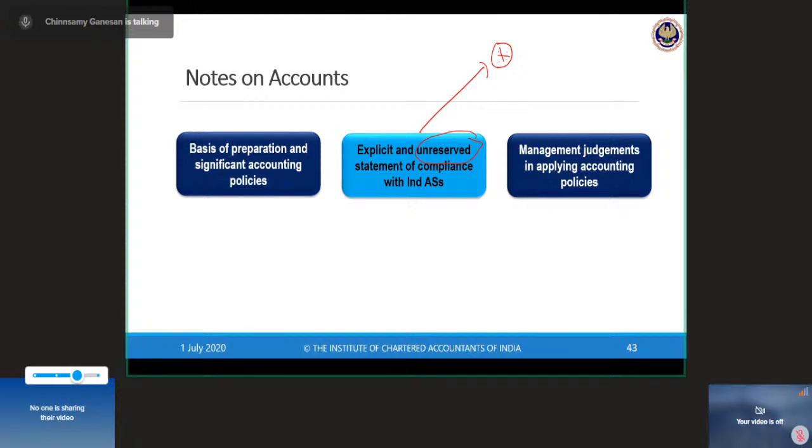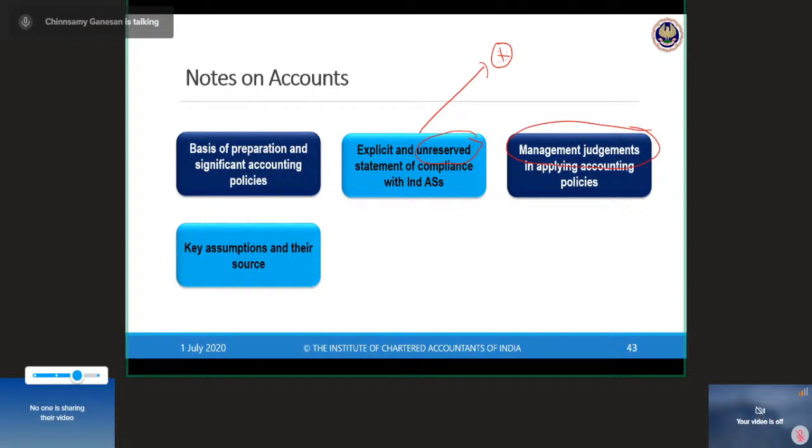So the user will be reading in the notes that the management has taken certain judgment in taking certain accounting policy and whether the judgment is acceptable. If it is not acceptable, what would be the impact on the financial statement? The user should be able to understand. That is the reason why the management judgment also comes as part of the requirements of the notes and accounts.